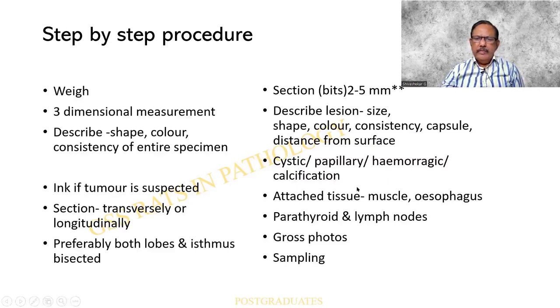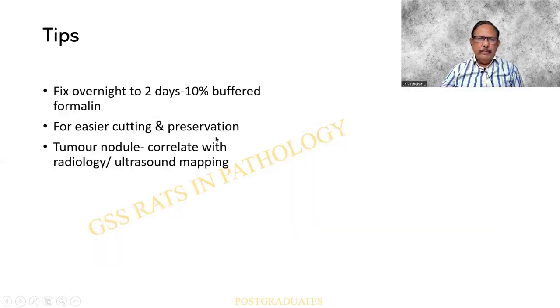Areas of hemorrhage, calcification, and so on. And if there is any attached tissue, please include it. Parathyroid and lymph nodes will have to be included if present. Always, diagrams are mandatory and preferably it is better to have gross photos because the specimen cannot be brought back to its original shape. And thorough sampling is also required. Fixation is for a period of 2 days for large ones, in 10% buffered formalin. This is for easier cutting and preservation.